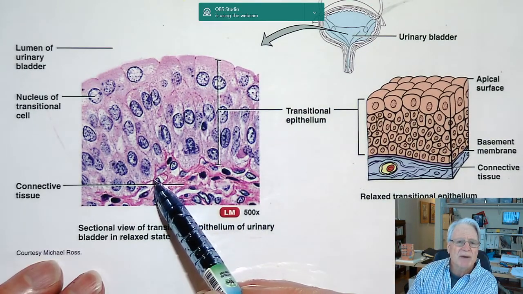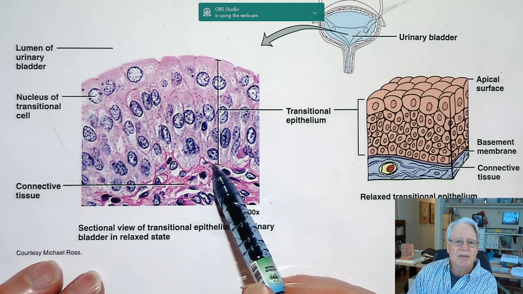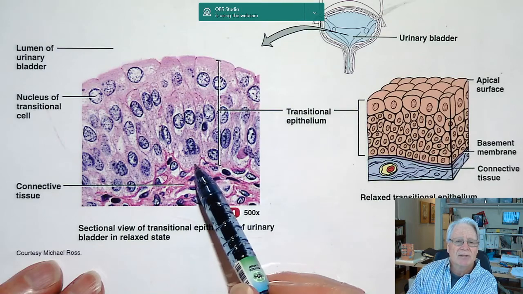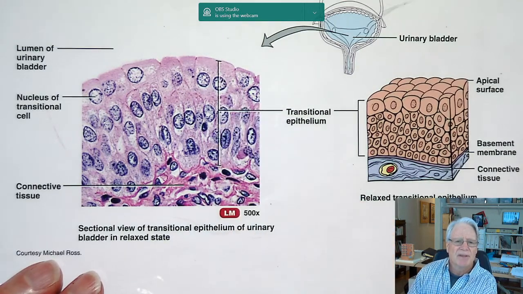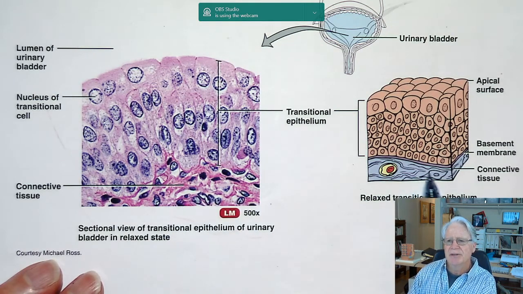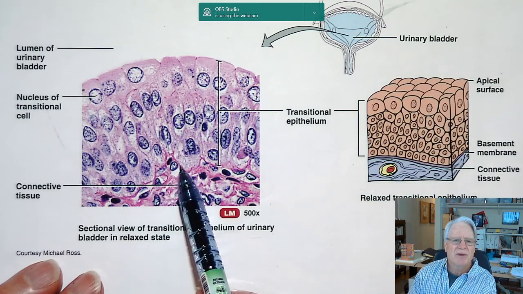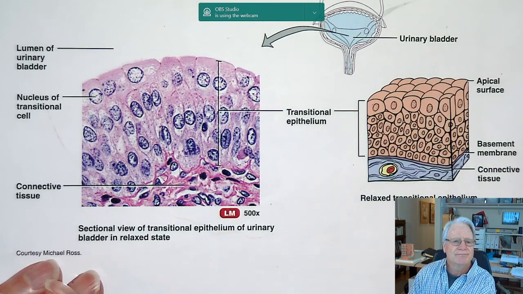Here is my basement membrane. You can see it quite clearly. That dark line is my basement membrane. Everything up to this point is my epithelial tissue. Underneath it is connective tissue, that's this layer here. So, a very thin basement membrane, and then the rest is connective tissue.